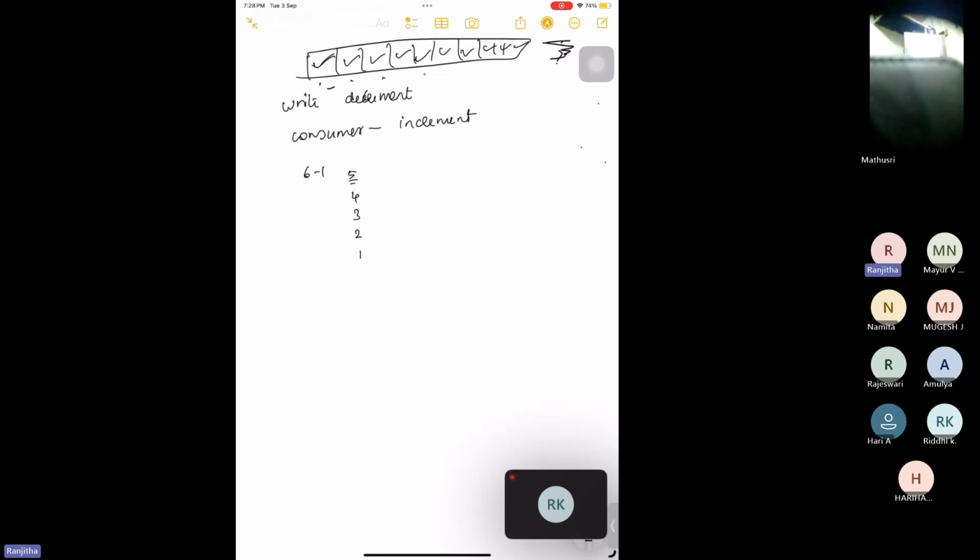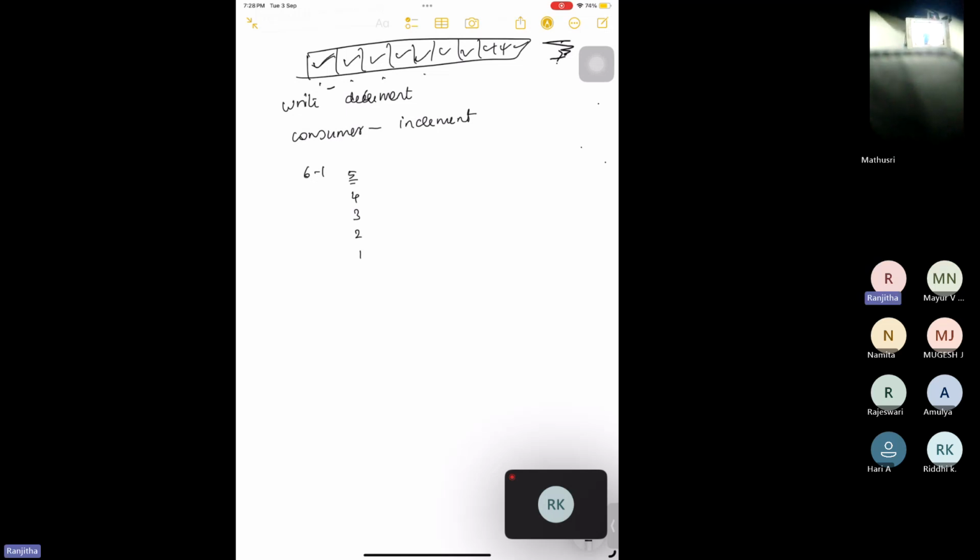So what is the check? Is it greater than 0 or greater than or equal to 0? That I need to confirm once. Accordingly, this number will change.